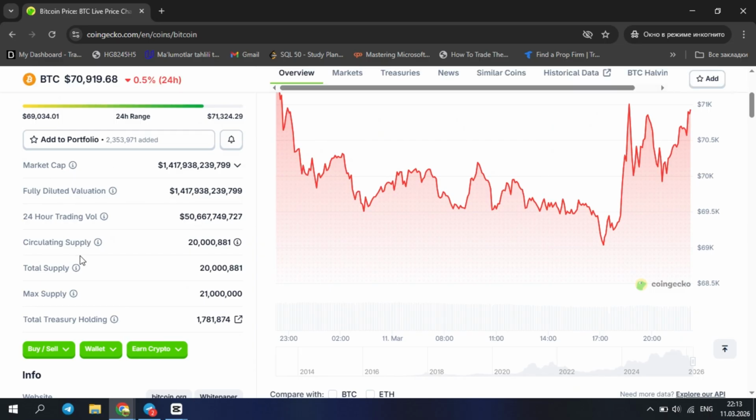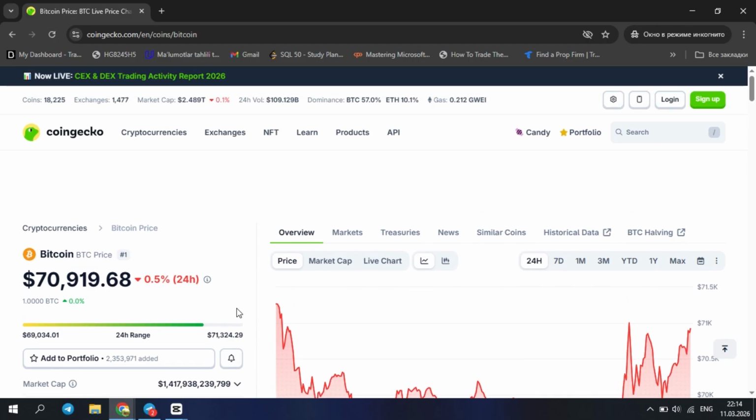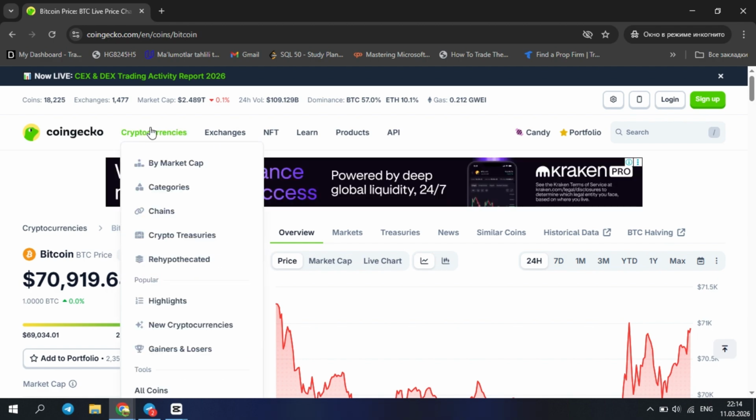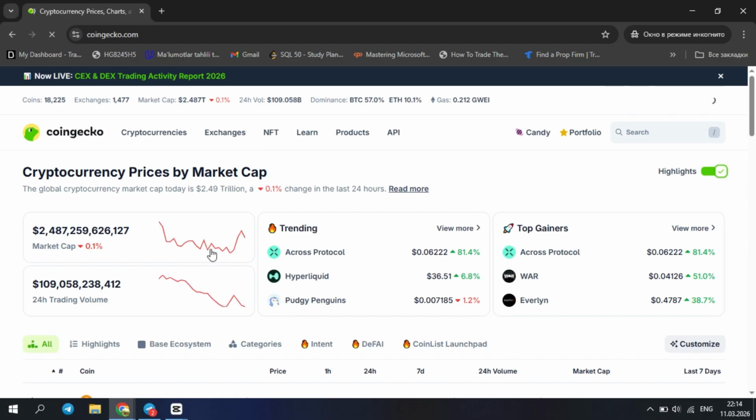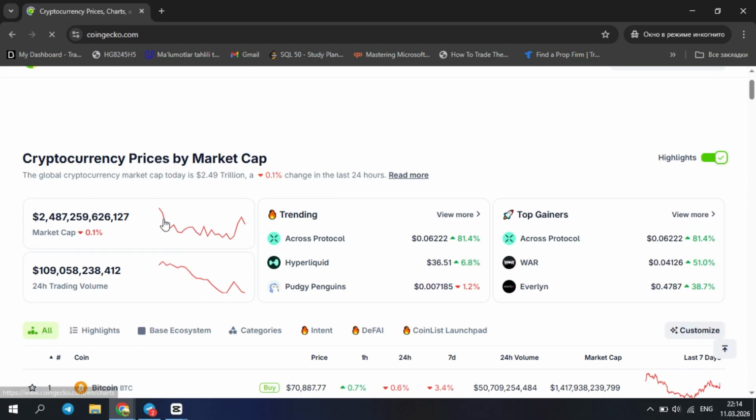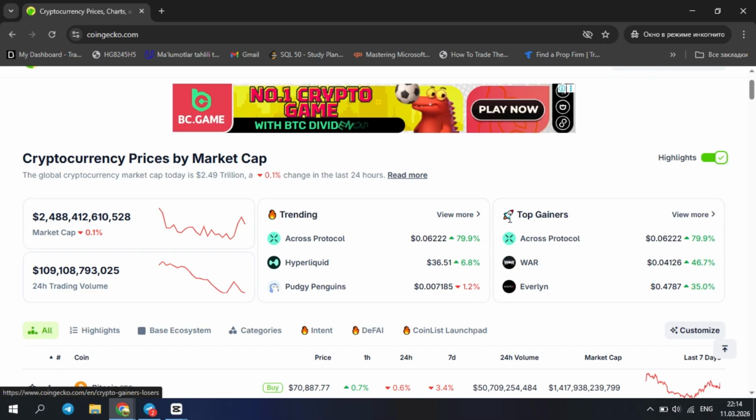Another useful feature on CoinGecko is the trending coins section. This section shows cryptocurrencies that are currently attracting the most attention from users. Trending coins may gain popularity due to news, technological developments, community interest. However, it's important to remember that trending coins are not always good investments. They simply indicate what people are currently researching.